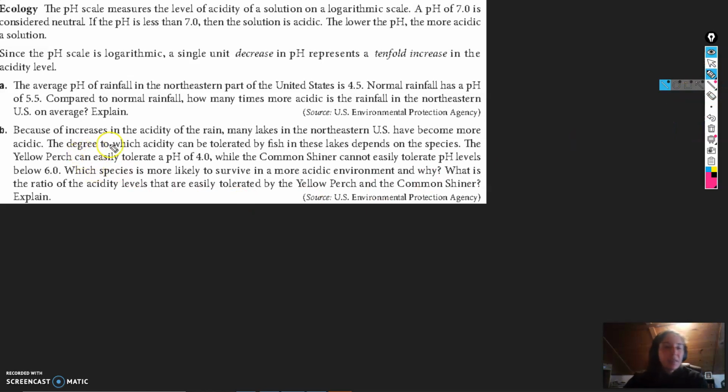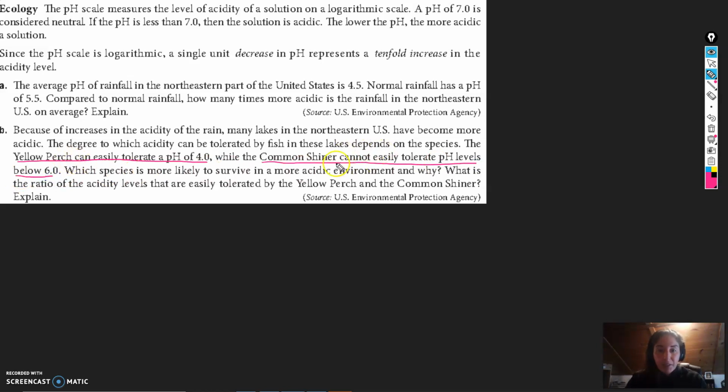B. Because of increases in the acidity of the rain, many lakes in the northeastern U.S. have become more acidic. The degree to which acidity can be tolerated by fish in these lakes depends on the species. The yellow perch can easily tolerate a pH of 4, which we know is pretty acidic, while the common shiner cannot easily tolerate pH levels below 6.